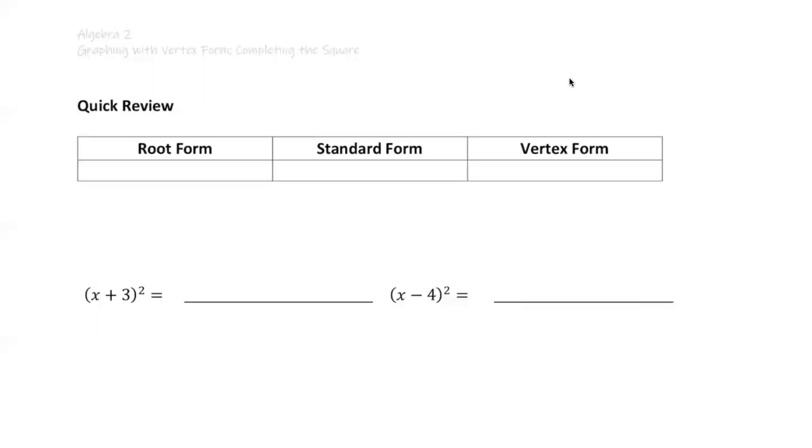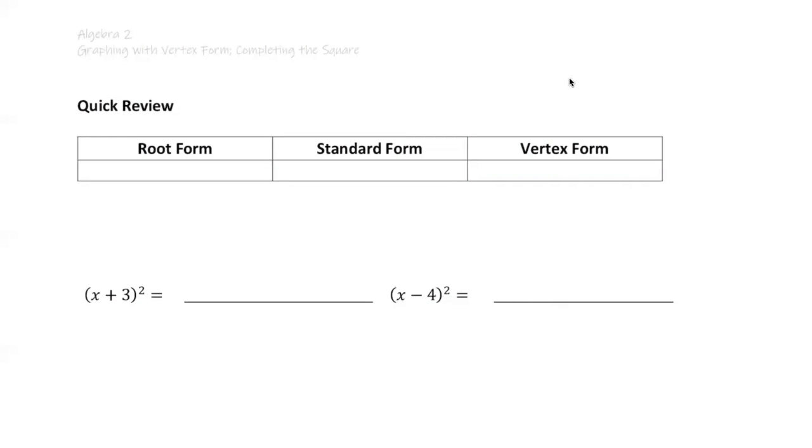Okay, welcome back to this lesson. This lesson is all about graphing with the vertex form. Yesterday we were graphing with transformations, and today we are going to focus on the vertex form a little bit more. But the way we get our vertex form is going to be a little bit different. But before we get started with the lesson, let's go over a quick review.